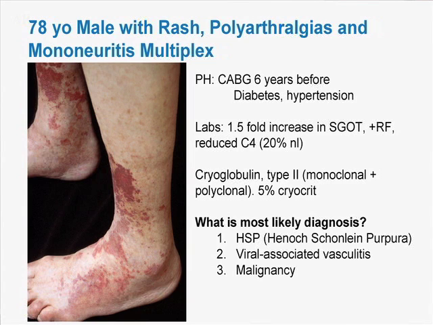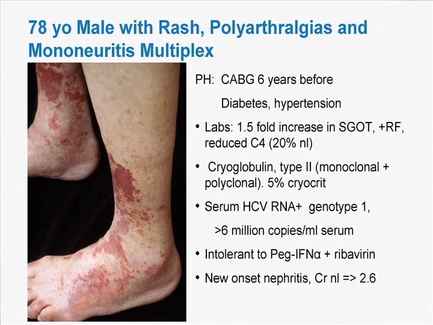He had a positive rheumatoid factor, low complement, and cryoglobulins of a mixed type, type 2, and he had a 5% cryocrit. So think for a moment what the underlying cause of this secondary form of vasculitis might be. And what tests might you want to get to determine whether or not this is Henoch-Schönlein purpura, viral-associated vasculitis, and what virus, or is this another paraneoplastic vasculitis?